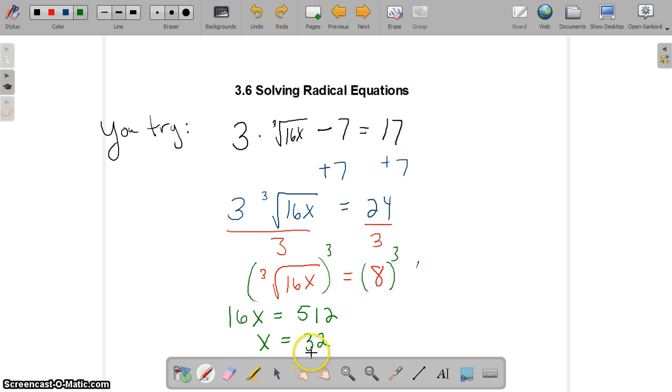So x equals 32. And if you plug it back in, 16 times 32 is a big number, I'm not sure what it is. Take the cube root, you multiply by 3, you subtract 7, you should get 17.